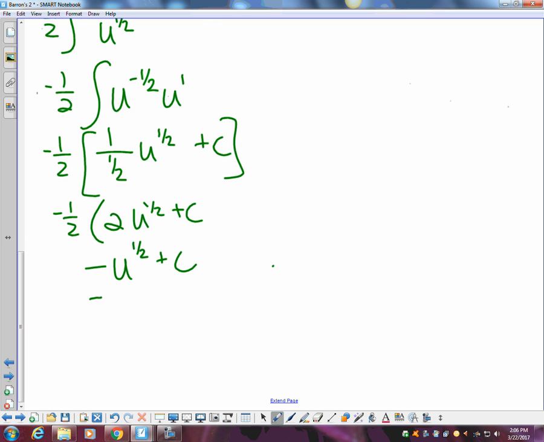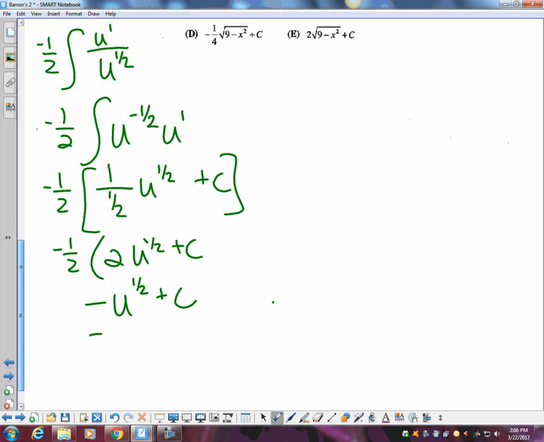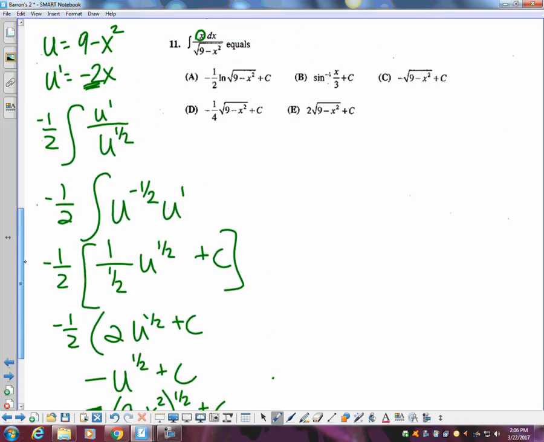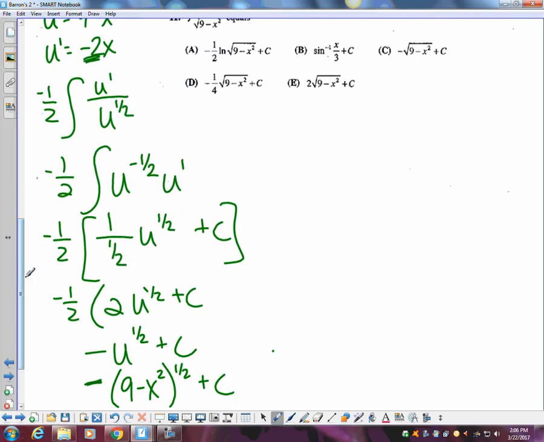Now put your u back in. My u was 9 minus x squared. 9 minus x squared to the 1/2. I bet they put that back under the root. Okay, so I'm looking for a negative 9 minus x squared to the 1/2. Looks like C. So here they're tempting you to do the trig. Here they're tempting you to do some sort of u prime over u. Well, for your natural log, that's not what I have because my u is to a power. So that's not what I have there.